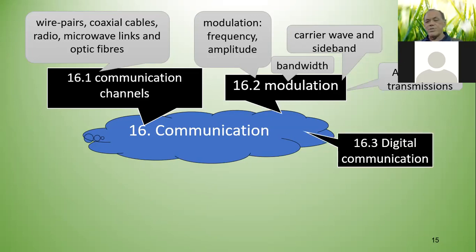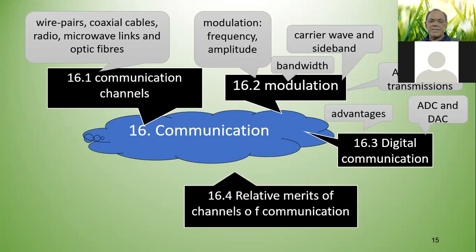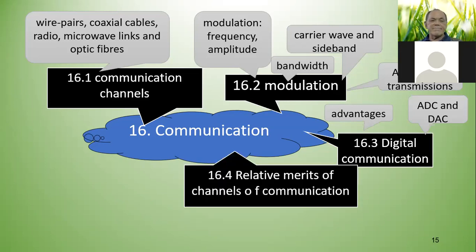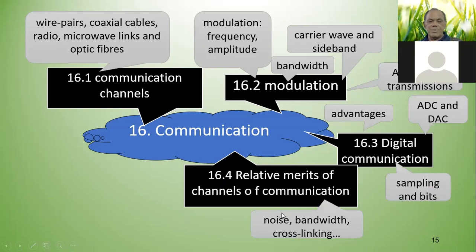Then we go to 16.3, digital communication, advantages and disadvantages, and ADC and DAC. Right? ADC is analog to digital conversion. Then we go back to here again. Right? The different channels of communication. We look at the merits of different channels of communication. Which one to use? Right? You will encounter noise, bandwidth and crosslink, where we will encounter it here.